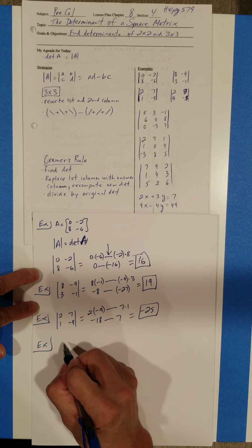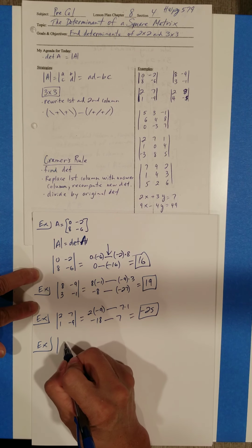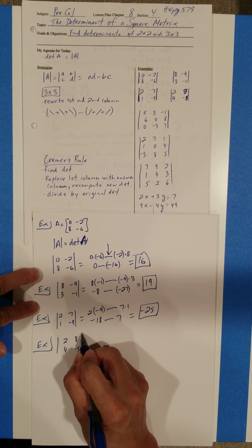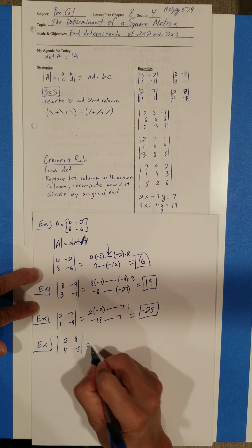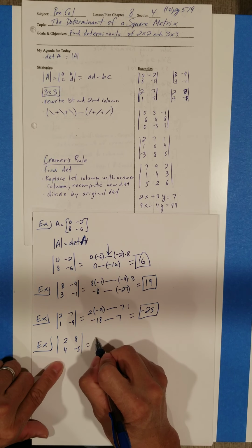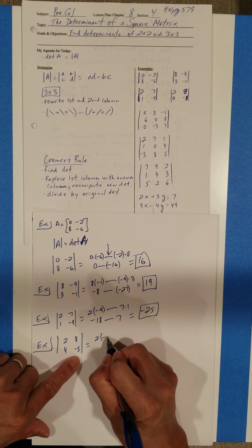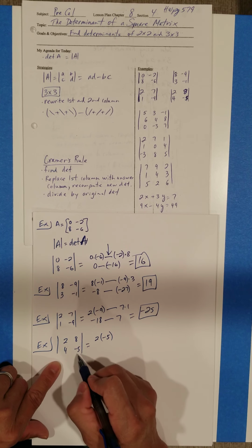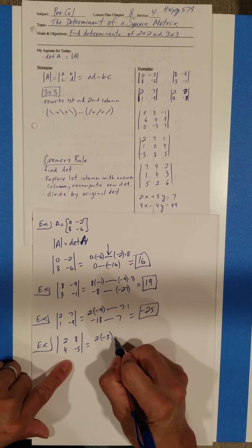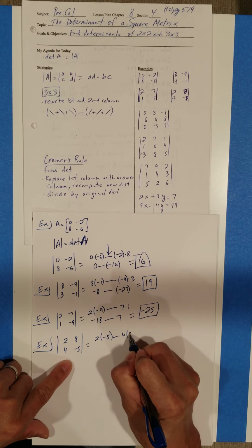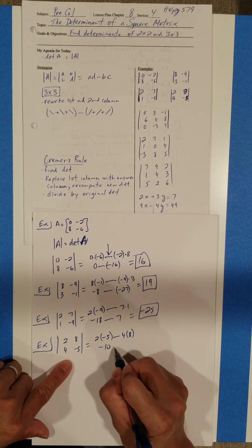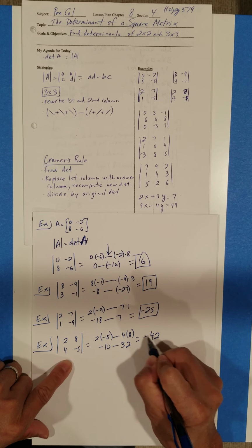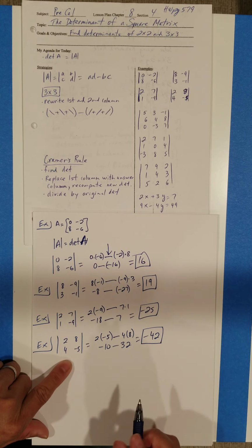And then last one, determinant of 2, 8, 4, negative 5. Again, the diagonal is going to be 2 times the other diagonal, negative 5. You always want to go down right first and then up right. Down to the right, up to the right. So minus 4 times 8. So negative 10 minus 32, negative 42. There you go.